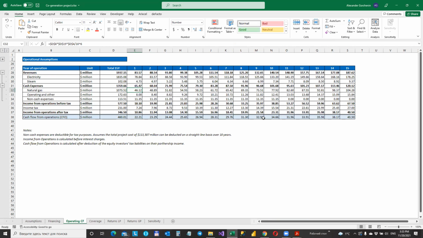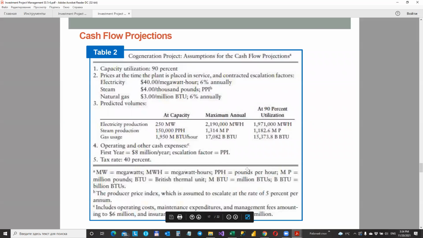Okay. What goes for the expenses? Here again, all calculated. What we can discuss for the rest of this session, let us switch to table 2. It is a summary of the assumptions and the models used for the cash flow projections.